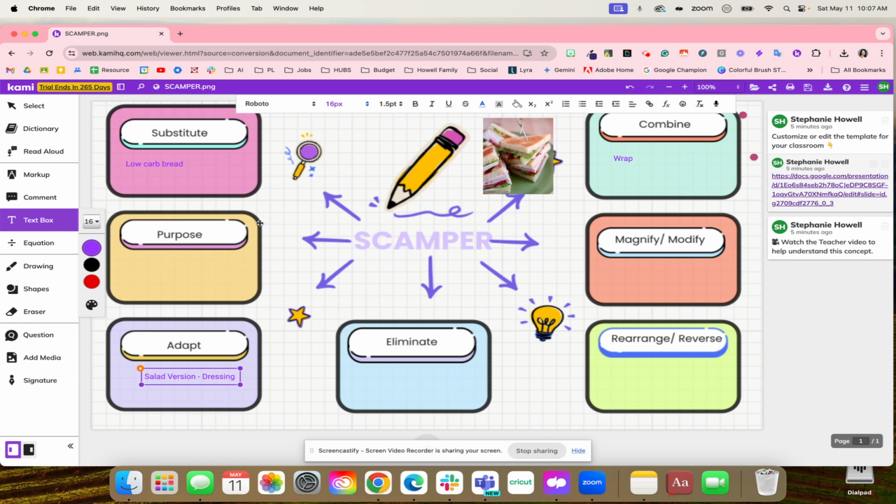You could do this with lesson planning. Maybe there is a lesson I want to do. Okay, how can I substitute this idea for something else? How can I combine something? How can I adapt it? So it can help you build a stronger lesson as well.